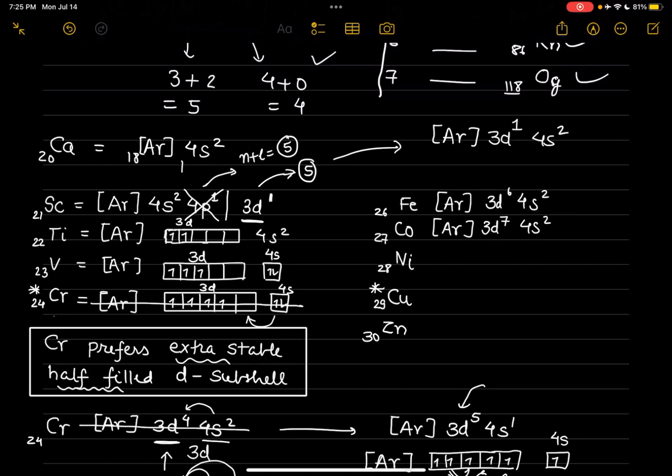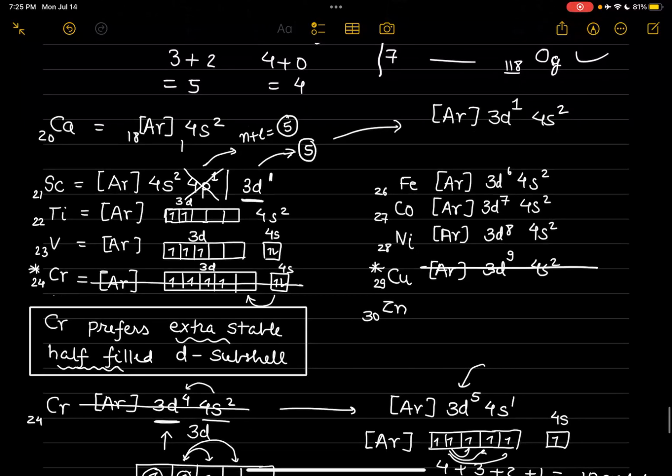Nickel is 28th. Argon, 2 and 8. So 3d8, 4s2. Copper is 29th. Argon, 2 and 9. 3d9. But again, there is a problem here. The same problem which was there in the one shot of completely filled. That was one shot of half filled. This is one shot of filled. So I will get back to the problem.